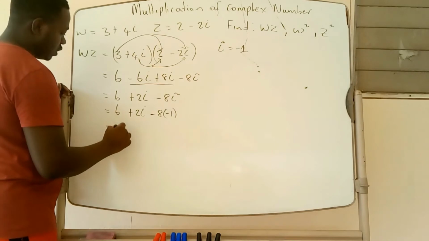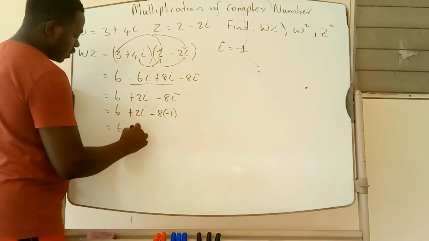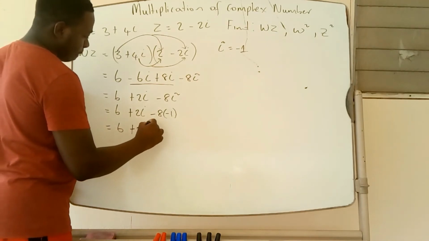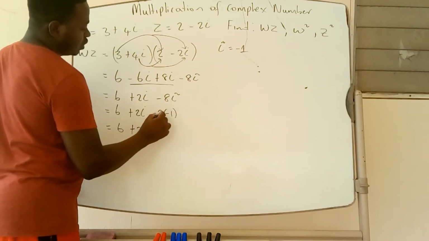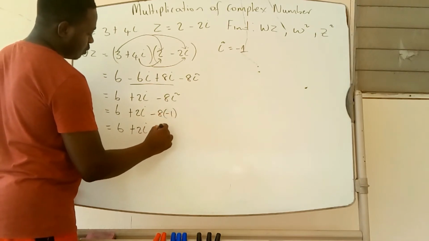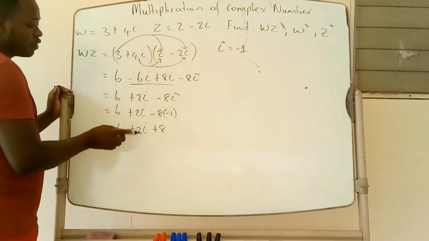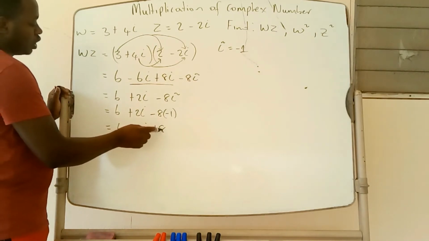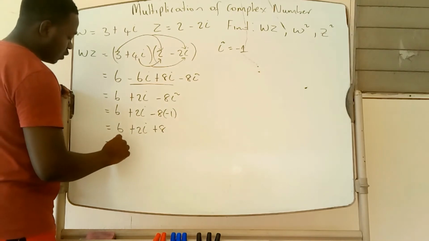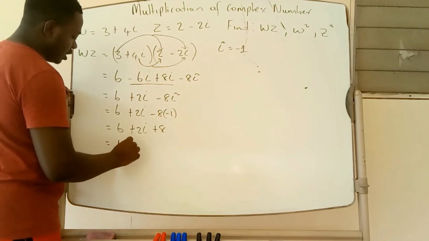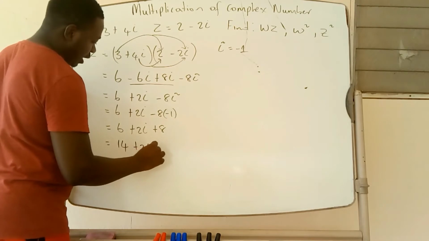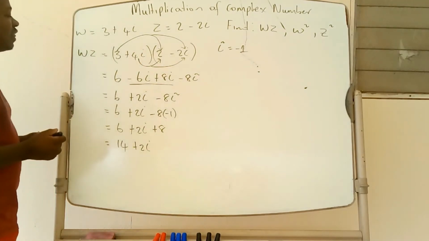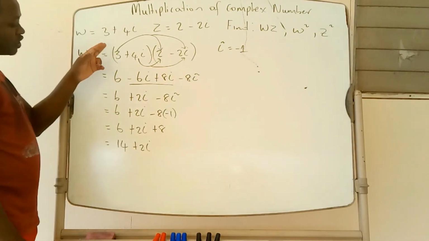So this is going to equal 6 plus 2i minus 8 times 1, that's going to be plus 8. Here we have a real number which is plus 8 plus another real number which is 6. So 8 plus 6, that's going to be 14. So our final answer is going to be 14 plus 2i. Right? And that's how you would multiply two complex numbers.